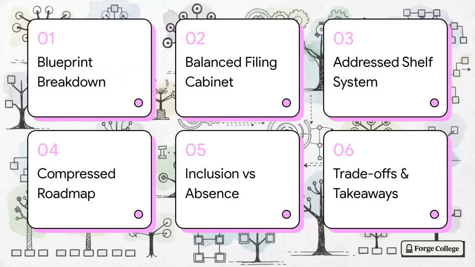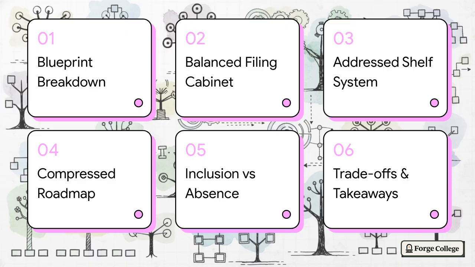Okay, here's our schematic table of contents for today. 1, the blueprint breakdown. 2, the balanced filing cabinet. 3, the addressed shelf system. 4, the compressed roadmap. 5, inclusion versus absence proofs. And 6, trade-offs and takeaways.